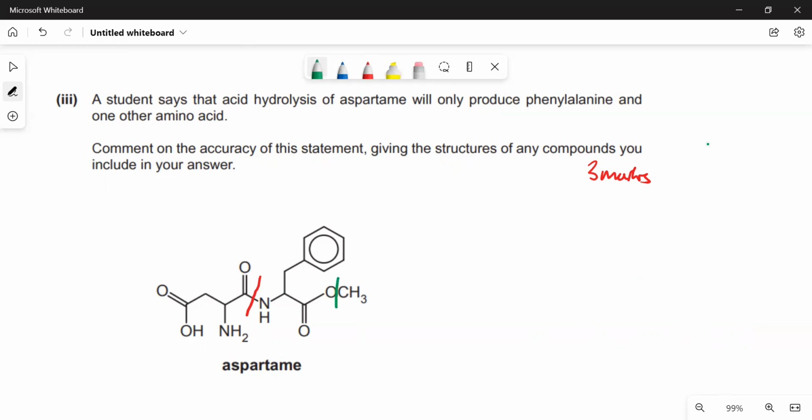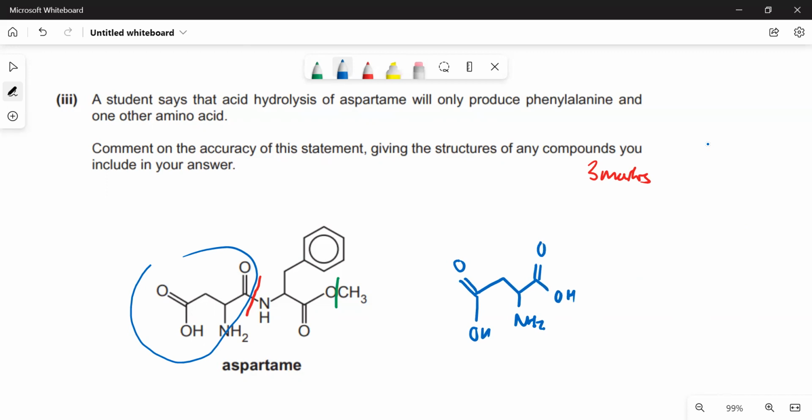That will be hydrolyzed. So what we're going to get then is this thing, which is aspartic acid, all this stuff here. Okay, so I'll draw that. That's one of the amino acids. Right, so that is now, I'll draw it like that, not in the zwitterion form, I'll just draw it normally.